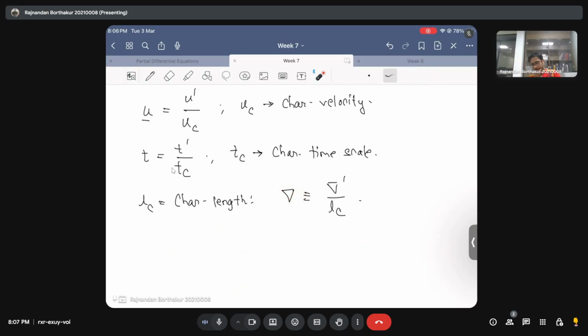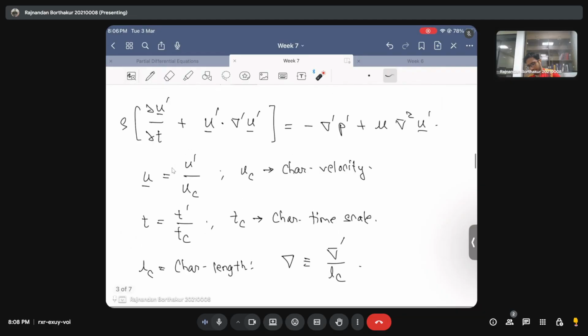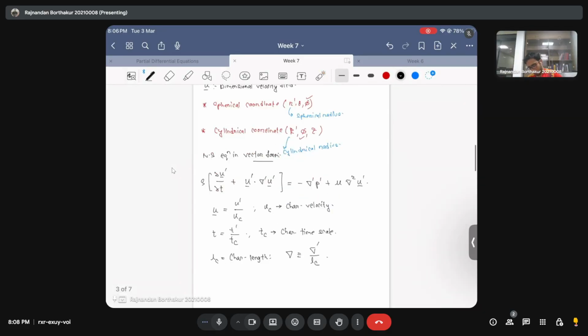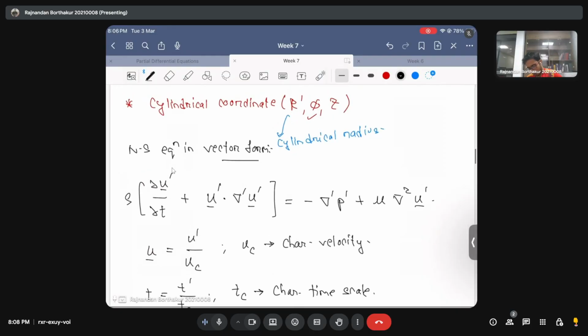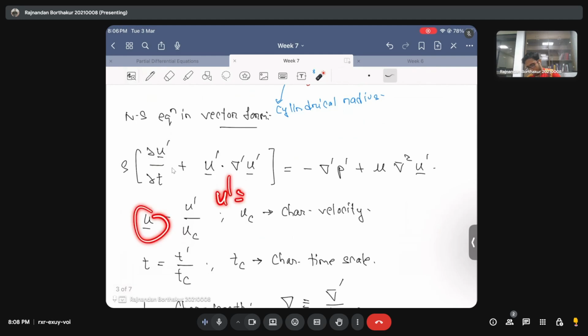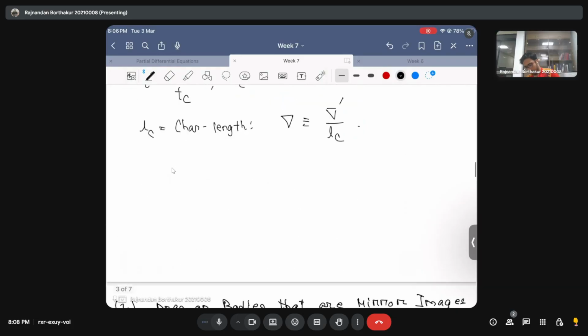Okay, so that's why I wrote this, sorry, I just wrote the other way around. So no, I guess it's fine. So the non-dimensional gradient is going to be the dimensional gradient by the characteristic length. That's how it goes. Okay, so then if I just substitute these, for example, I can now write u prime in terms of u. So I can then write u prime is equal to u times uc, and that's all that I have been doing.